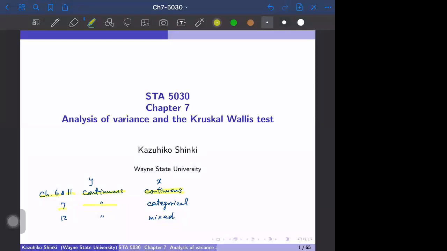For example, we give fertilizer to some plants, the sample unit is the plant, and the fertilizer is a factor. So we have fertilizer A, B, C, D, or maybe no fertilizer. Such a variable is called a categorical variable. So we consider the categorical x in chapter 7. Chapter 12 is a mixed case, so it's more complicated than 6, 7, and 11.